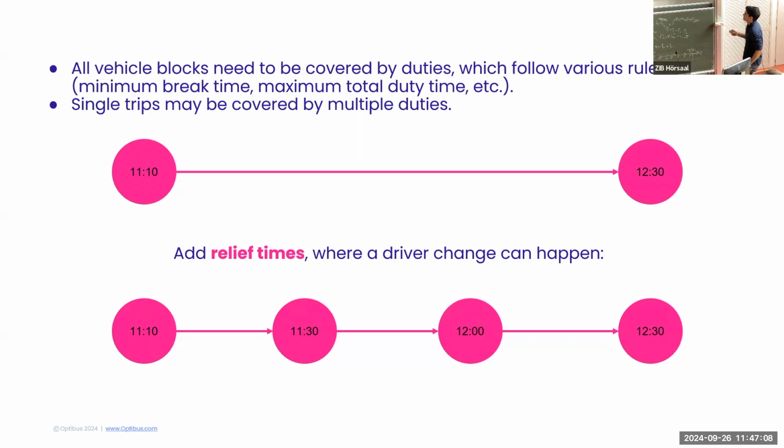This is called a relief time, which makes the problem harder, because we have this trip here, but we have to split it, because at a certain point, a driver can go somewhere else. So for example, a driver did this part, but now the driver goes to another bus or goes home, makes a break or whatnot, and a new driver comes in, which makes the problem harder because you have a lot more possibilities for what you can do.